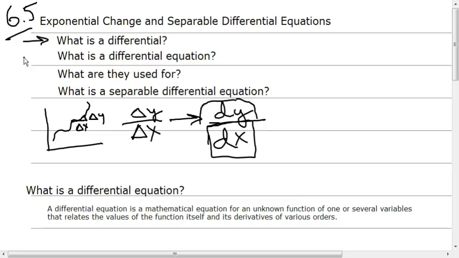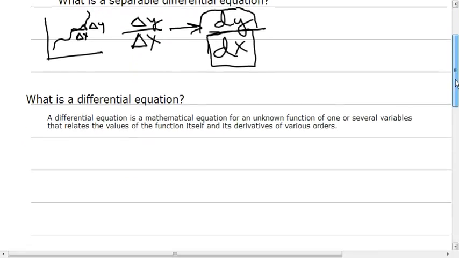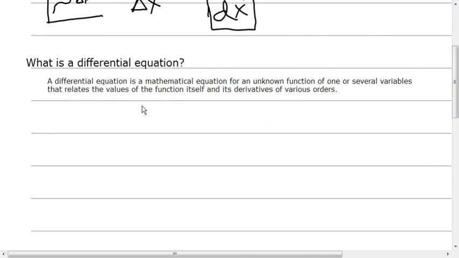Now, what is a differential equation? Well, I wrote down a definition here from Wikipedia. It says a differential equation is a mathematical equation for an unknown function of one or several variables that relates the values of the function itself and its derivatives of various orders. Whoa.